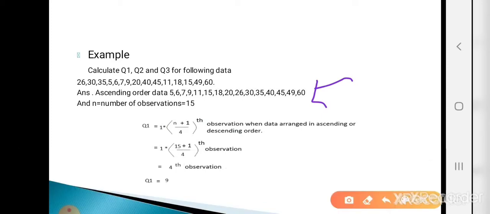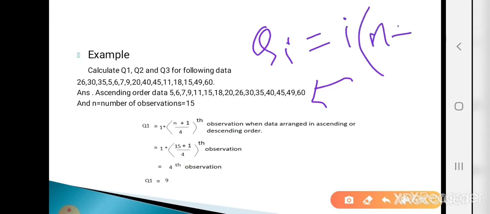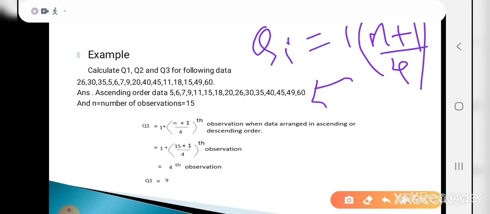So what is the formula for calculating the quartiles? Qi is equal to i times (n plus 1) divided by 4th observation when data is arranged in ascending or descending order. So first put i equal to 1. So Qi, that means Q1, is equal to 1 times (n plus 1) divided by 4th observation.